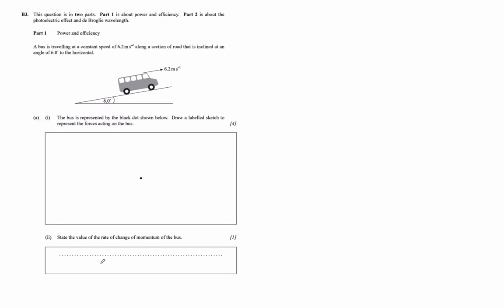State the value of the rate of change in momentum of the bus. Well, momentum is mv. So ask yourself, is the velocity changing? It's constant, on the line. Is it changing? Remember, state is just, you just say what it is. You don't need to justify it.